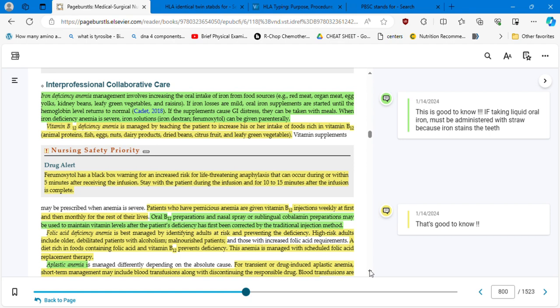However, let me say this. If you take liquid iron, you have to take it with a straw, because the liquid form is going to stain your teeth. And that's not a fact that is stated in this book. Okay, I want to present this to you. You're going to see it in the NCLEX.